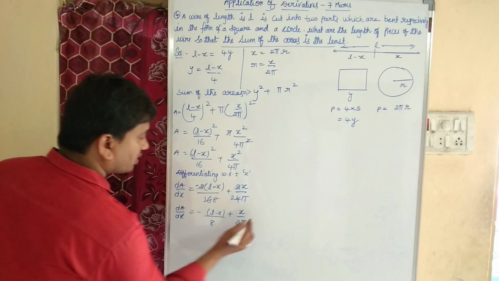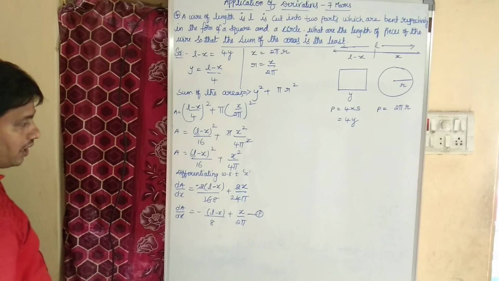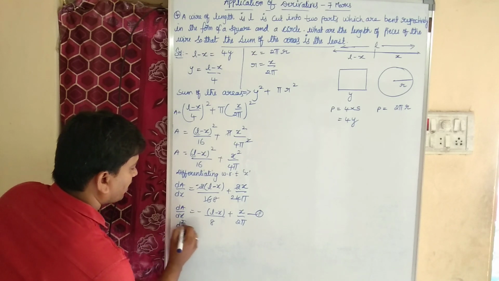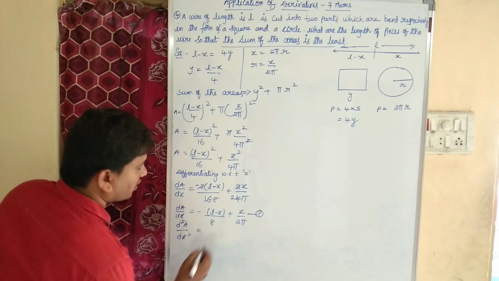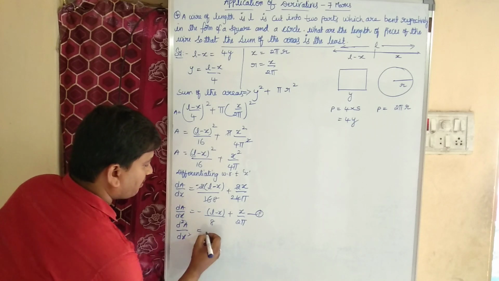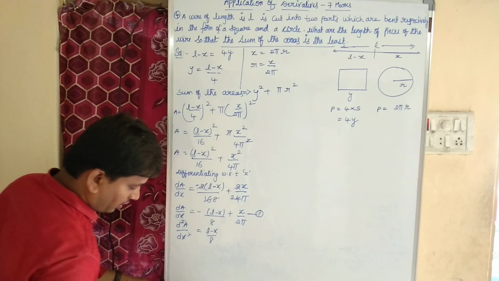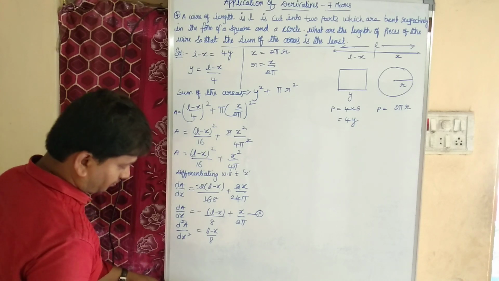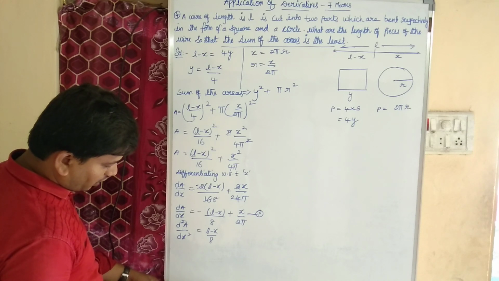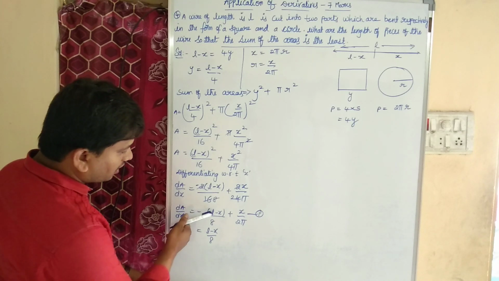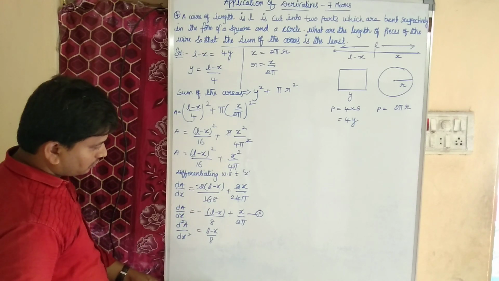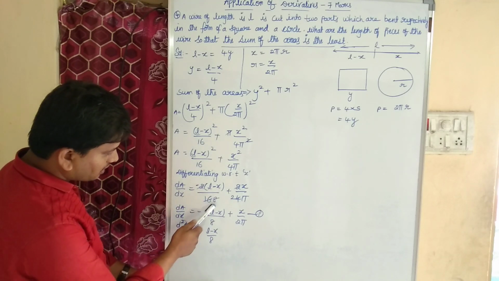Again we need to differentiate. Again differentiating with respect to x, this will become d square A by dx square equal to, as the differentiation of minus x is minus 1, minus into minus becomes plus. L is constant, so L minus x by 8, right?